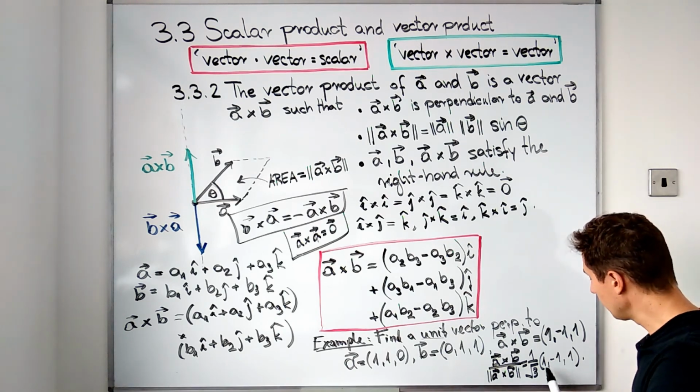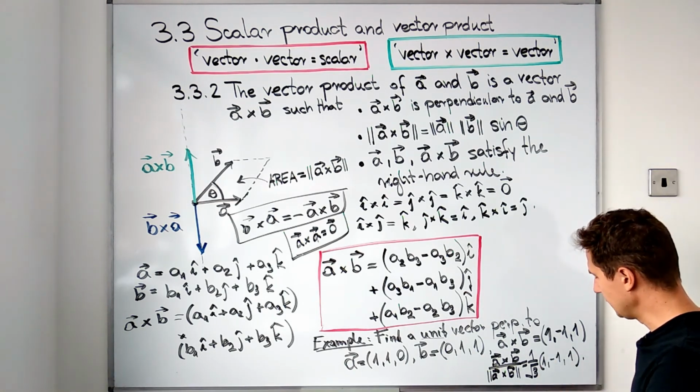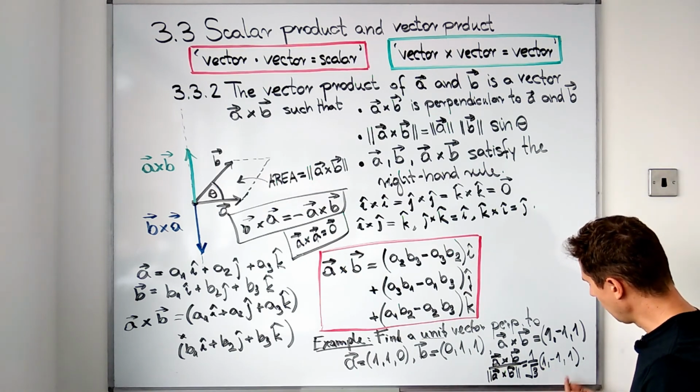Okay, I hope you got this right. It's either this vector or the negative of this vector, so the vector with coordinates that have opposite signs.